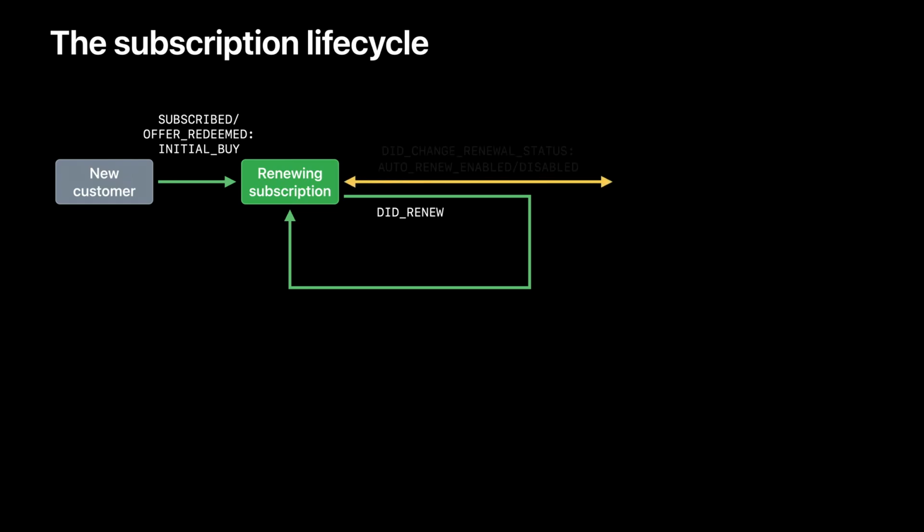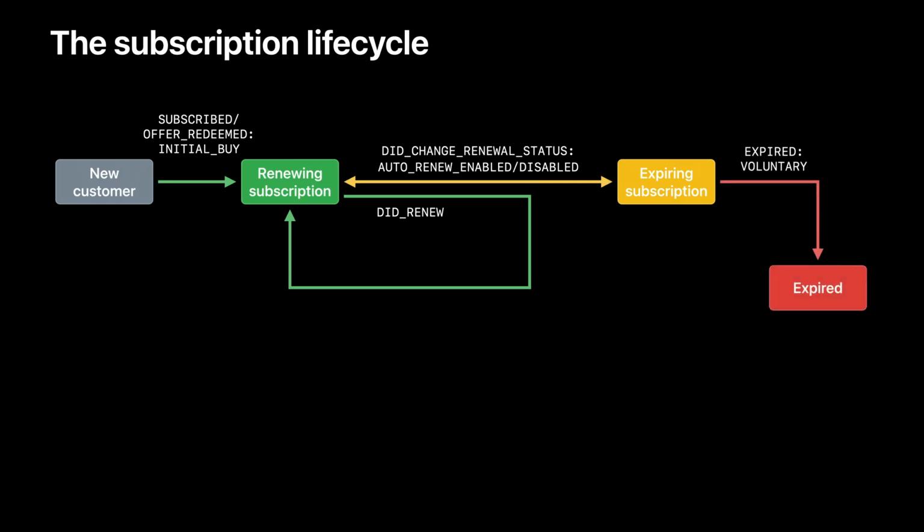Time passes, and the subscription renews, staying in the renewing state. Upon each renewal, we send a did renew notification with the next signed transaction information. Whenever the user deactivates auto renewal, they move to the expiring subscription state, and you will receive a did change renewal status with subtype auto renew disabled notification. If they don't re-enable auto renewal, at the end of the period they move to the expired state, and you will receive an expired with subtype voluntary notification.